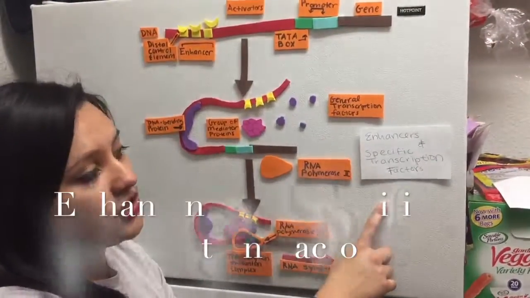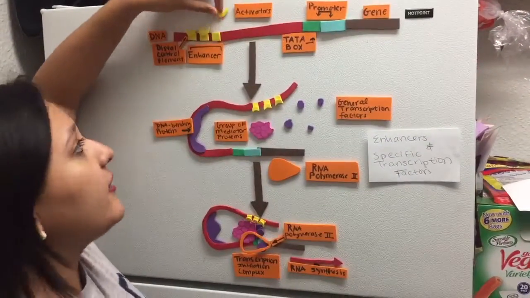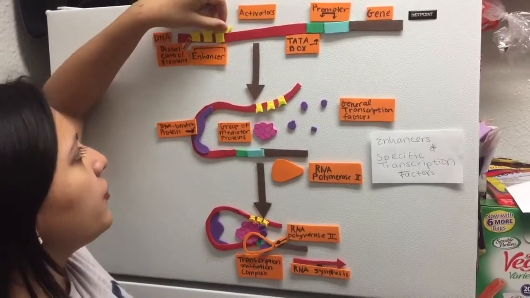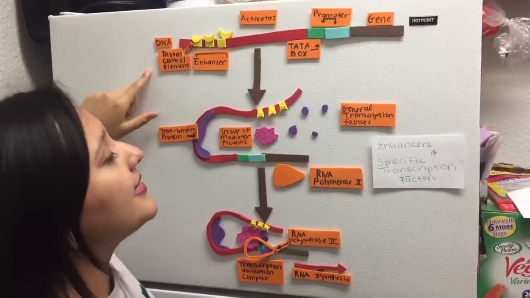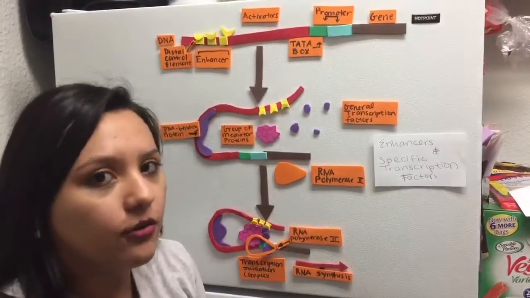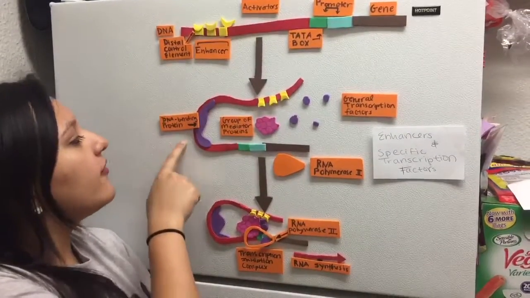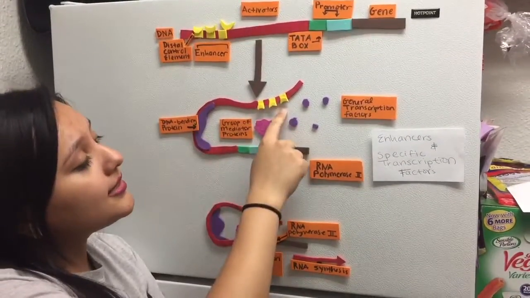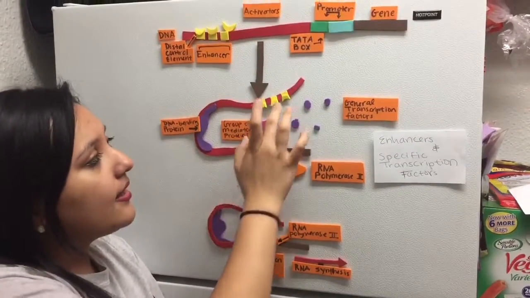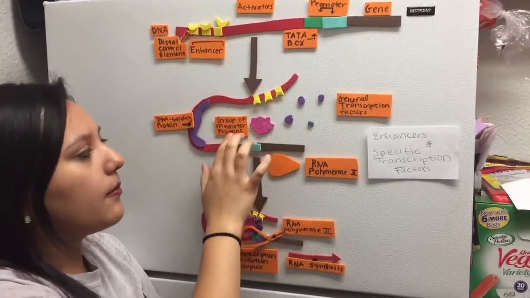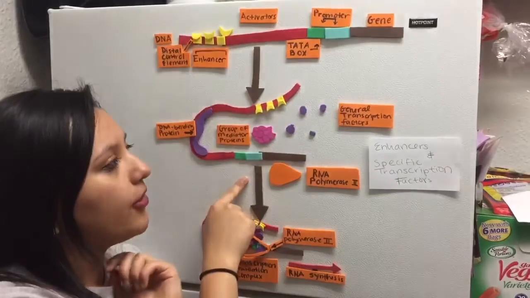I will be explaining enhancers and specific transcription factors. What occurs here is that we have activators binding to distal control elements grouped as enhancers in the DNA. The reason they're known as distal control elements is because they are far away from a gene, or they're located on the intron. In the second step, we have an RNA binding protein, which brings the bound activators closer to the promoter.